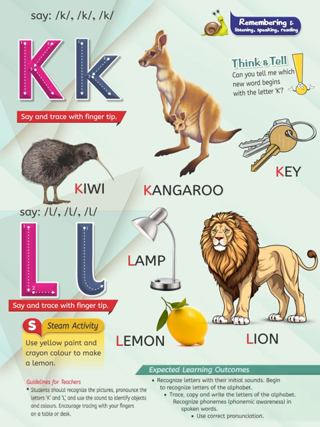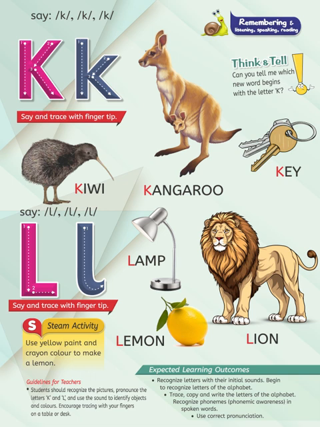Dear teachers, make the children recognize the pictures given on this page. Ask them to pronounce the letter K and the letter L and identify objects from their immediate environment that use the letter K and L sounds. Make the children practice finger tracing on a table or desk.